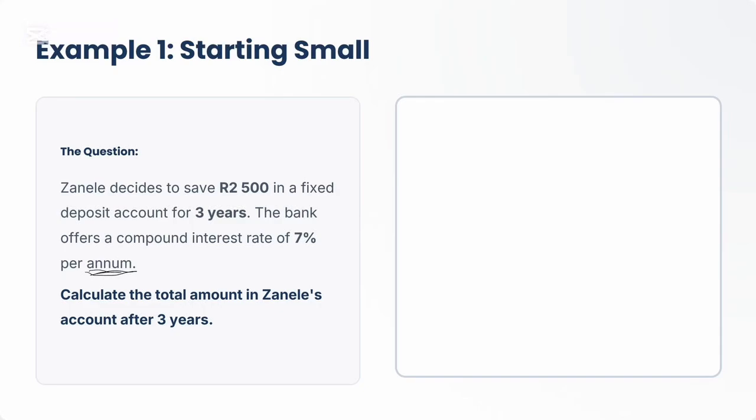So in this case, I want us to highlight all of our values. Zanele saves 2,500 for 3 years at 7% for those 3 years. So we want the total amount. We don't necessarily want the interest only. We want the total amount in Zanele's account after the 3 years.